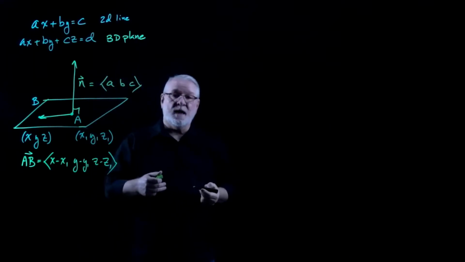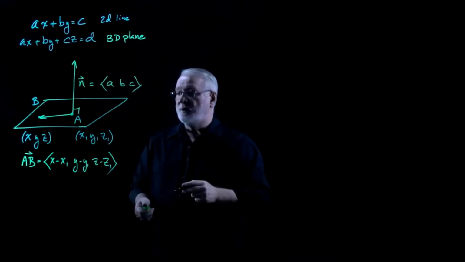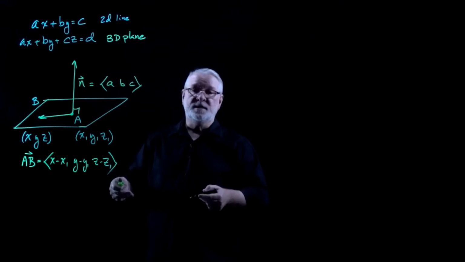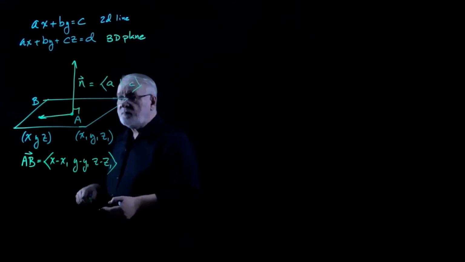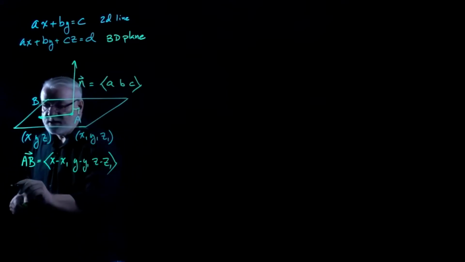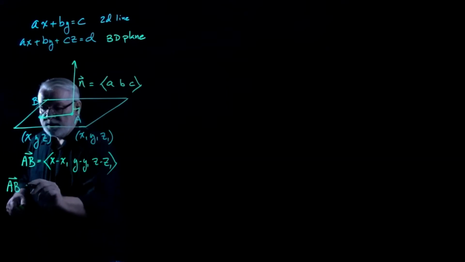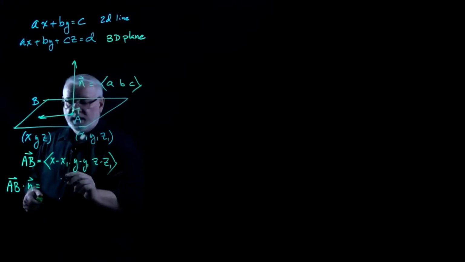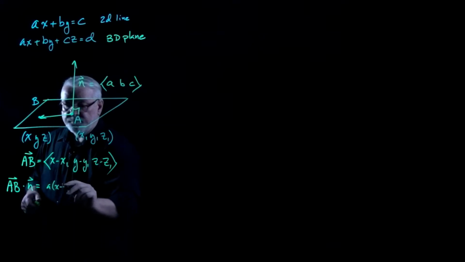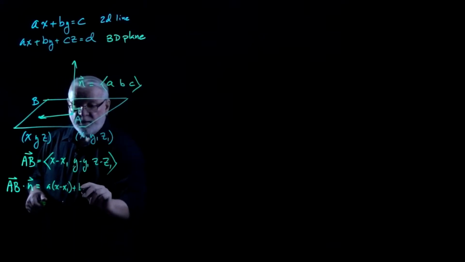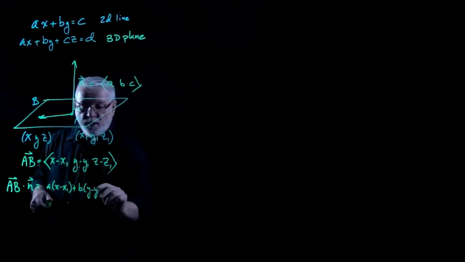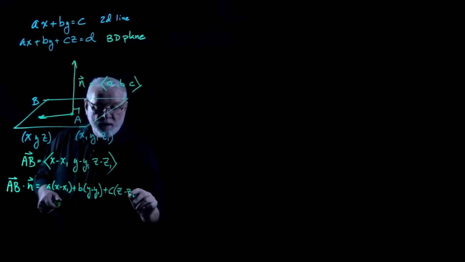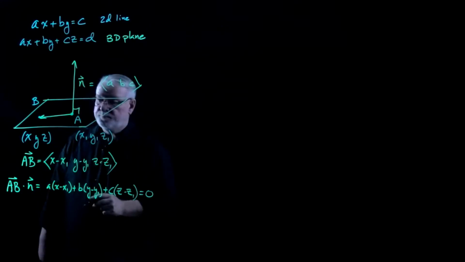Well, now we can take the dot product between the normal and vector AB, and we already know the answer. Because vector AB and the normal are perpendicular, their dot product will be equal to 0. Well, the dot product between these vectors is pretty easy. AB dotted with the normal will produce a times x minus x1 plus b times y minus y1 plus c times z minus z1. And I know that all that equals 0.